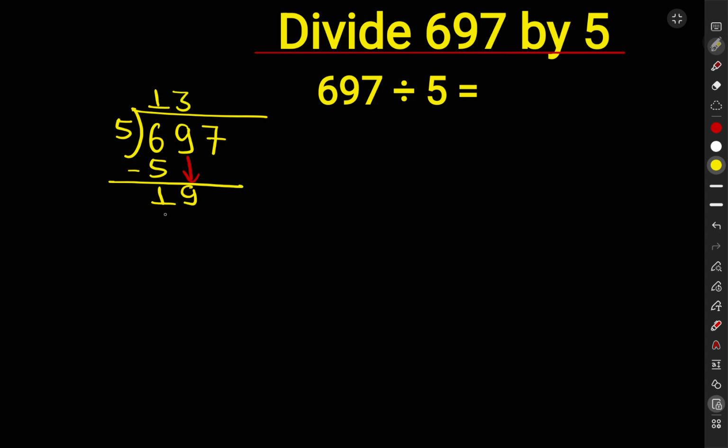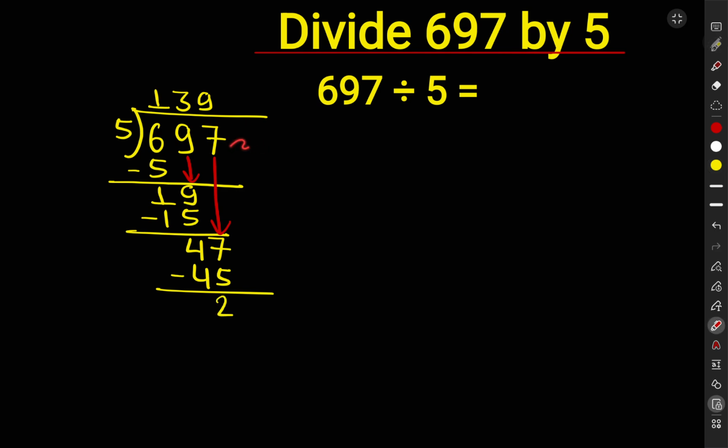5 times 3 is 15. On subtracting we get 4. So again we put down this 7 and it is 47. 5 times 9 is 45. On subtracting we get 2.